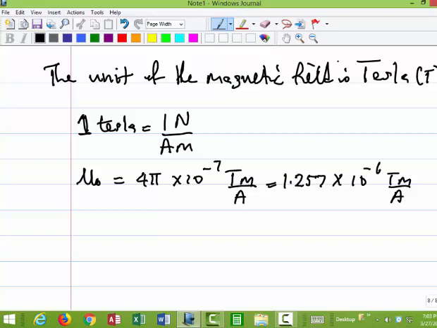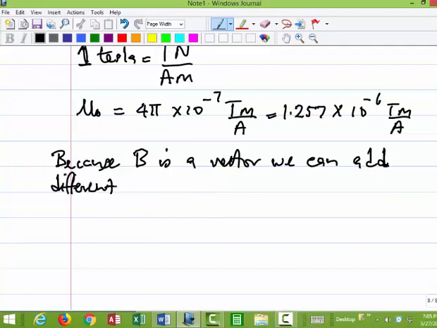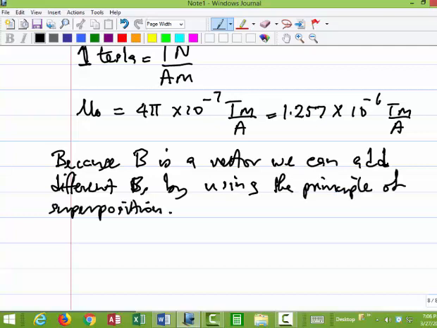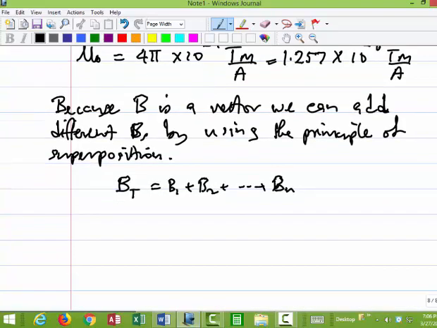All right, so let's go on. Since the magnetic field is a vector, we can add different B's for different magnetic fields by using the principle of superposition. So suppose we have B1, B2, up to Bn, we can say B total is equal to B1 plus B2 plus Bn. This is just the principle of superposition for magnetic fields.